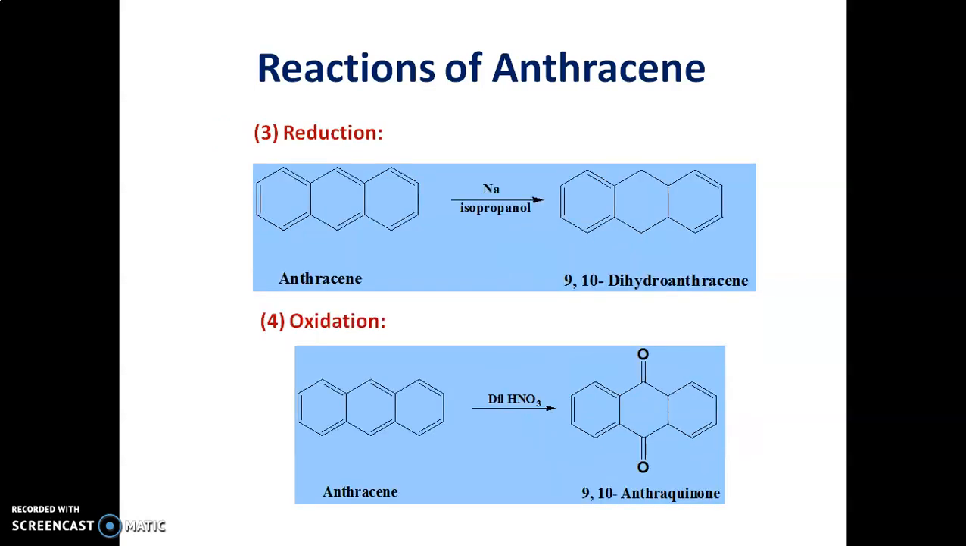The third reaction is reduction reaction. Anthracene on reduction gives different products under different reaction conditions. So anthracene on reduction with sodium metal and isopropanol gives 9,10-dihydroanthracene. Whereas oxidation of anthracene with dilute HNO3 yields 9,10-anthraquinone.